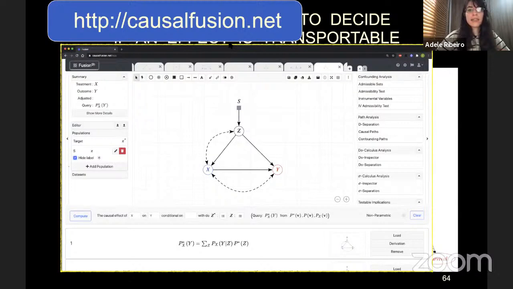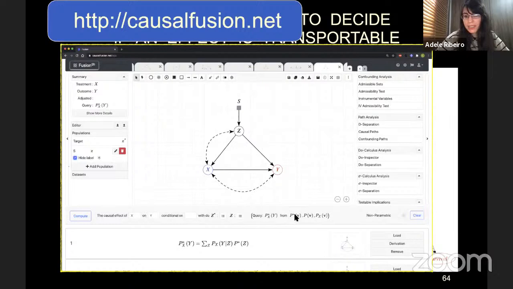This can be done there. I can add this. These are the yellow arrows here. So every time that we have a difference in the variable, we add this transportability node, and then we can ask what's the effect of X on Y. Now we add here all the populations and all the data that we have available. So I'm saying here that we have in the P star.